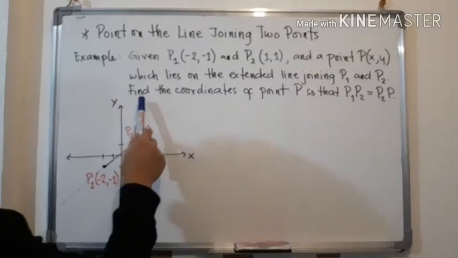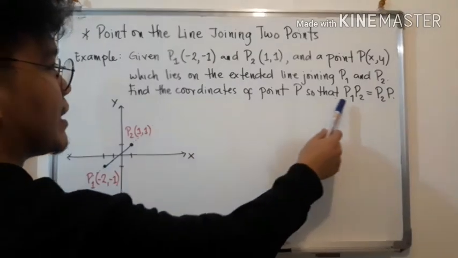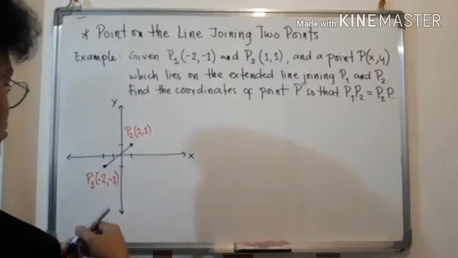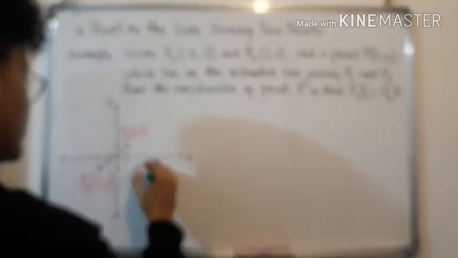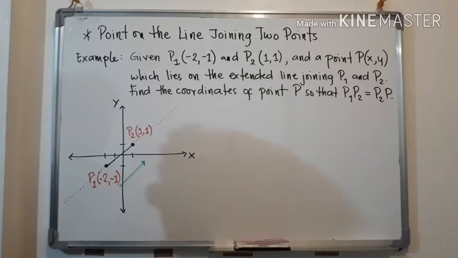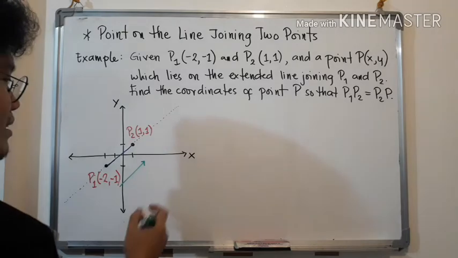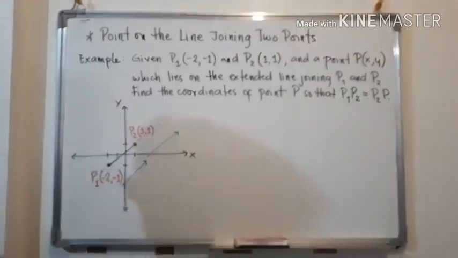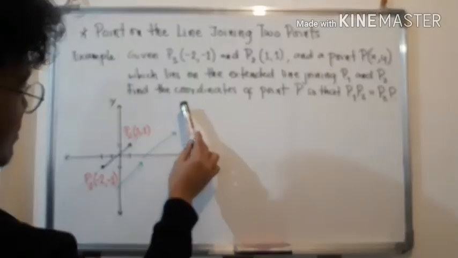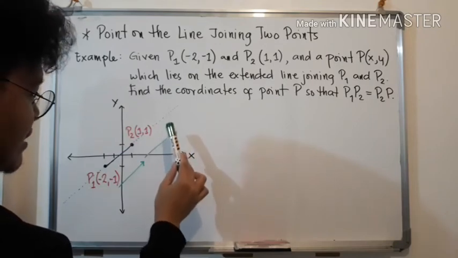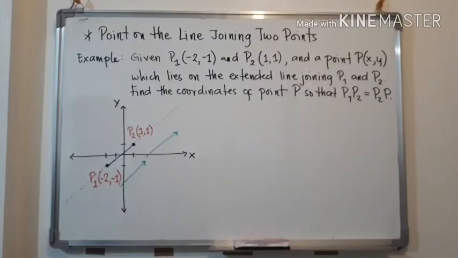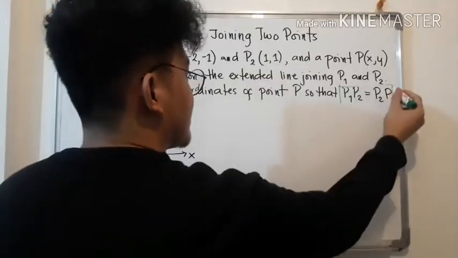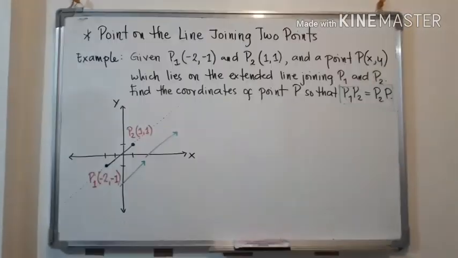So merong given dito na the distance of the directed segment P1 to P2. So that's directed segment. We are talking of directed segment, therefore P1 to P2 is the same as the distance of the directed segment from P2 to P. Therefore, this is the direction. So point P lies somewhere in quadrant 1, given na it lies on the extended line joining point 1 and point 2. Remember this. Therefore, what is our K in this problem?